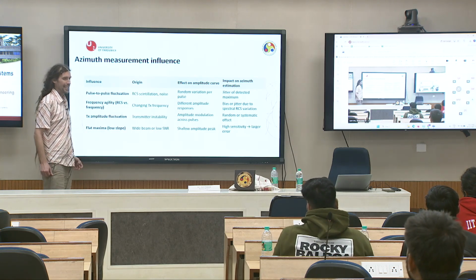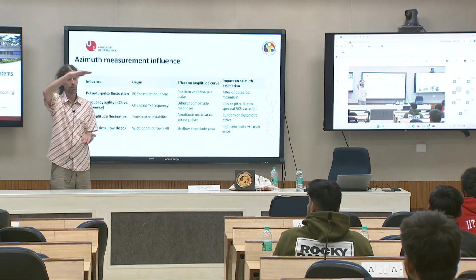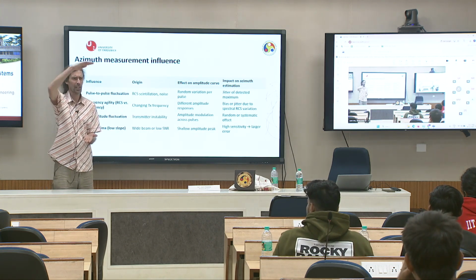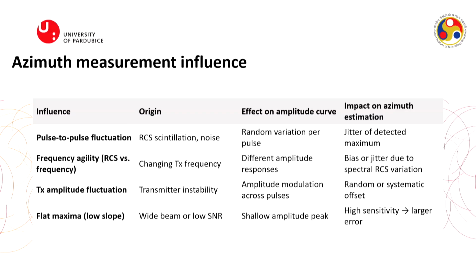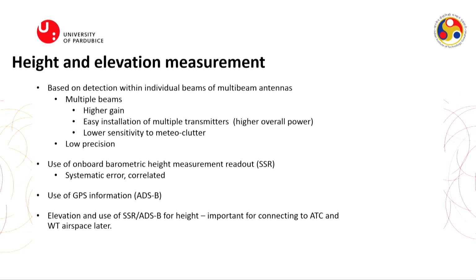Also, I am sending a pulse with some amplitude. The amplitude is not stable, it is not constant. Again, there will be some jittering, because I can't make it with infinite stability, of course. And it will be some random or systematic offset, and then on the flag maxima, with low slope, there will be high sensitivity, a large error, but it is not important. So this is the influences on azimuth measurement.